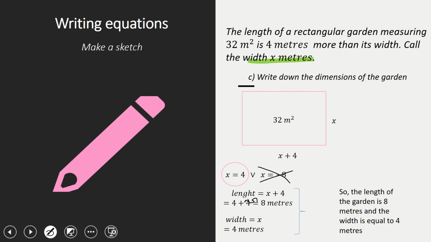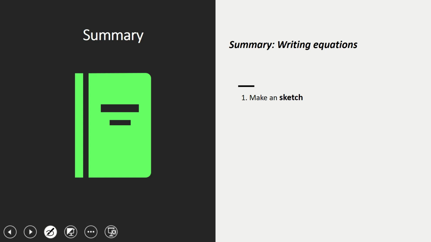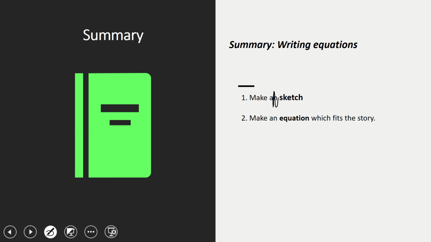So now you see how important it is to really have a look at the story and then choose which x is the correct one. Alright, so let's summarize it. So first of all, make a sketch. It's really, really important to make a sketch. Then you're going to make an equation which fits the story.